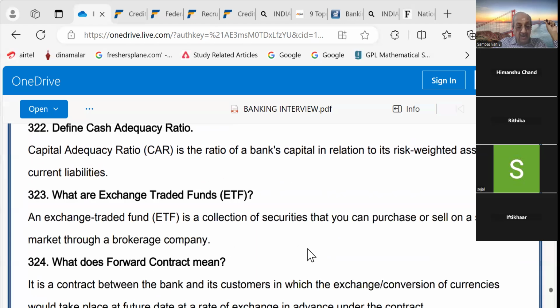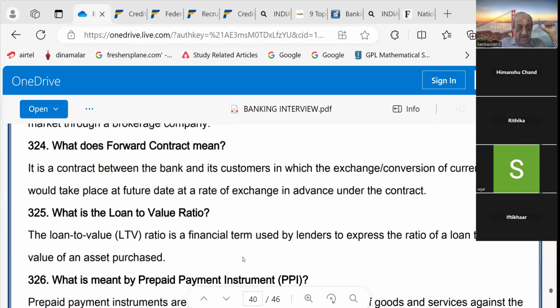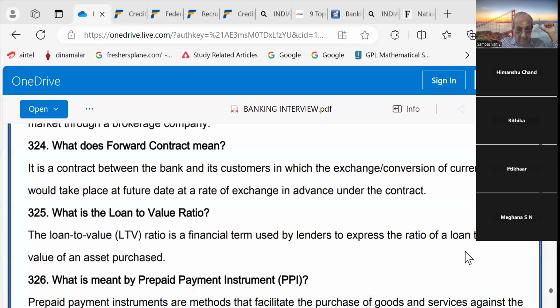Continue. What are exchange traded funds (ETF)? An exchange traded fund (ETF) is a collection of securities that you can purchase or sell on a stock market through a brokerage company. Okay? What does forward contract mean? It is a contract between the bank and its customers in which the exchange/conversion of currencies would take place at a future date at a rate of exchange in advance under the contract.